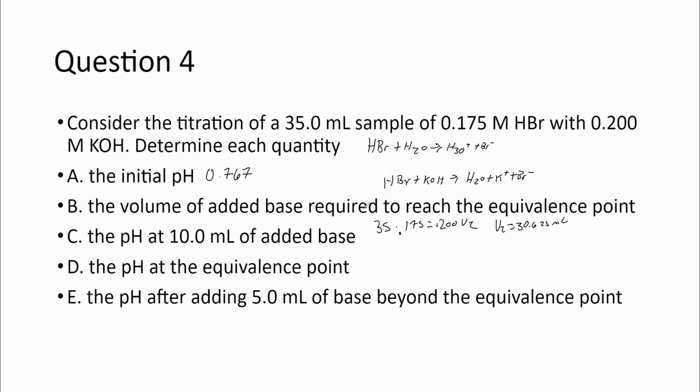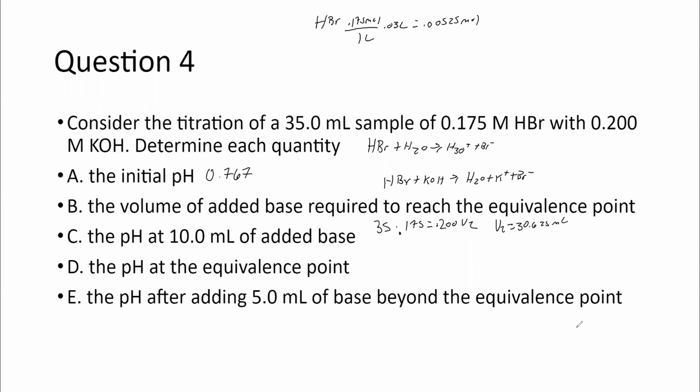So again, when we're not at the equivalence point and we're adding base or acid, we need to go to moles, right? So how many moles of HBr did I start with? So let's do that first. 0.175 moles per 1 liter multiplied by 0.03 liters. Oops, 0.175 times 0.03. So the amount of moles of acid I have is 0.00525 moles of acid.